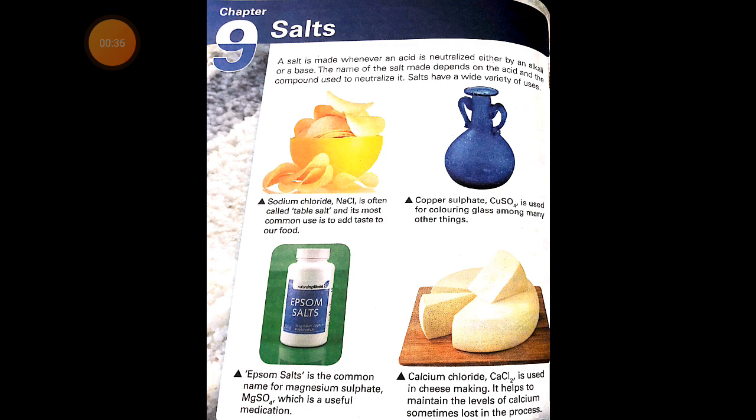Here you can see the names of different salts: sodium chloride, which is also known as table salt because mostly we keep it on our tables at home, and copper sulfate, which is used in laboratories. Magnesium sulfate and calcium chloride are also used in the laboratory.